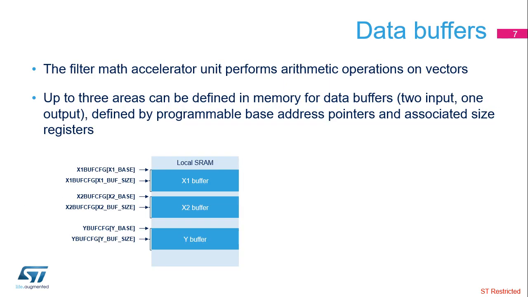The FMAC unit performs arithmetic functions on vectors, which are arrays of 16-bit fixed-point scalar values. These vectors are allocated in the local SRAM. Software is in charge of configuring the X1 and X2 operand buffers and Y output buffer through X1BUF_CFG, X2BUF_CFG, and YBUF_CFG registers. The base addresses can be chosen anywhere in internal memory, provided that all buffers fit within the internal memory address range, 0x00 to 0xFF. Buffer base address and size have to be programmed. Note that X1, X2, and Y buffers may overlap. These buffers are not visible in the CPU mapping.